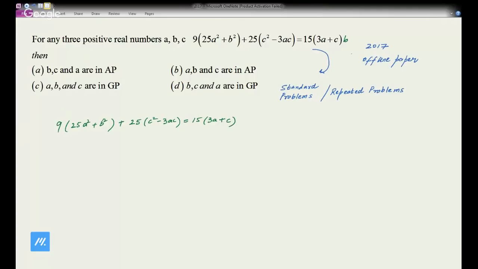There is a typo here, there has to be a b here. Otherwise the question doesn't make sense. So what you will do whenever you find terms of a square, b square and something like this, multiply everything by 2. You will understand why I am doing this once you see the options.